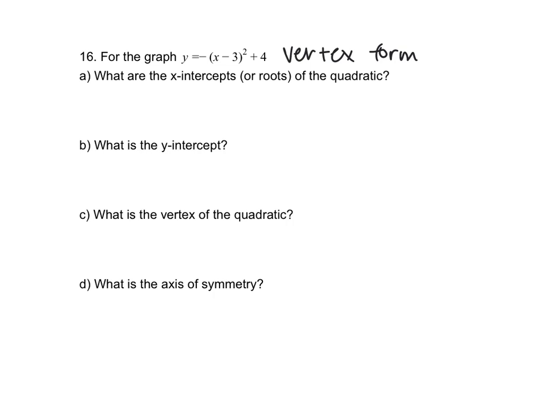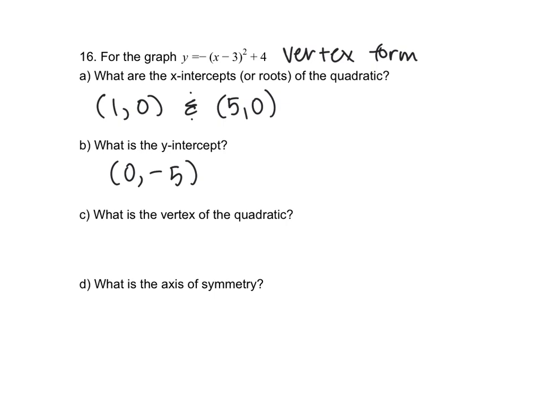So if we look to where the quadratic crosses the x-axis, it crosses at the points (1, 0) and (5, 0). Next, we want the y-intercept, so where it crosses the y-axis, which is at (0, negative 5). Next, we want to know the vertex of the quadratic. So the vertex is either your maximum or minimum point, depending on what direction your quadratic opens.